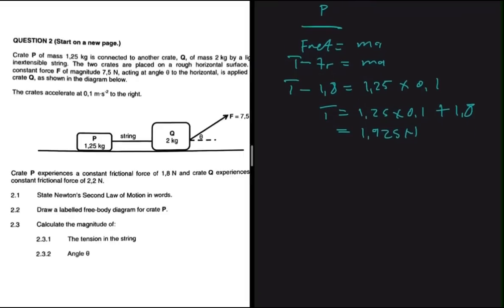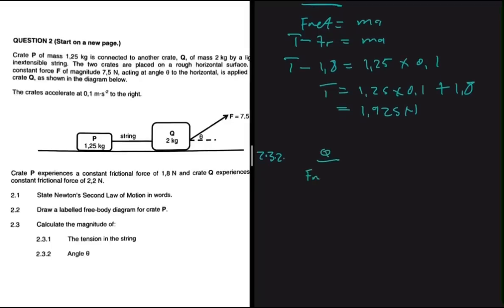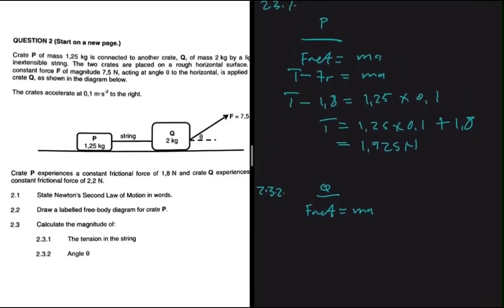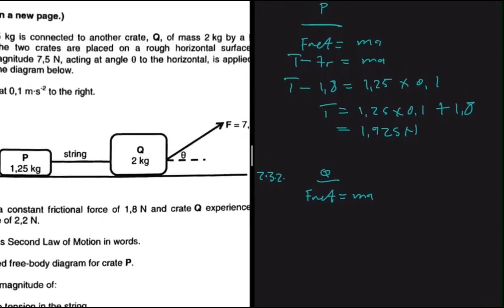And now let's calculate the magnitude of the angle theta. The angle theta has to do with our crate Q. So again, Q we underline for the sake of clarity, and we say that F net is equal to ma. We leave the examiner with no doubt. So for crate Q, we're going to need a free body diagram first before we do this. For crate Q, I'm just going to draw it here.